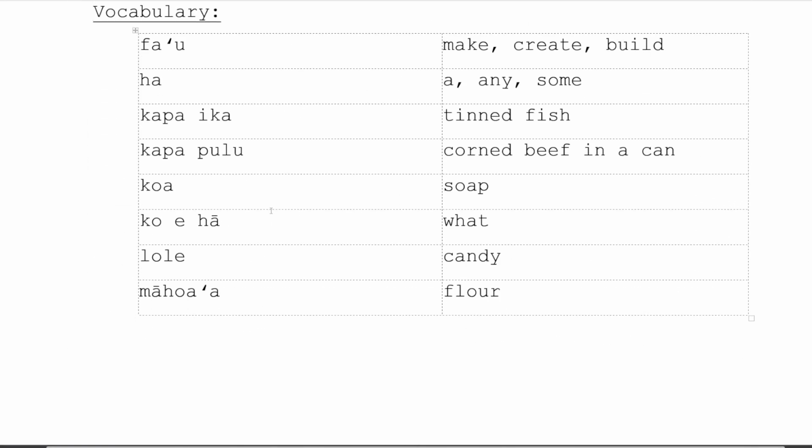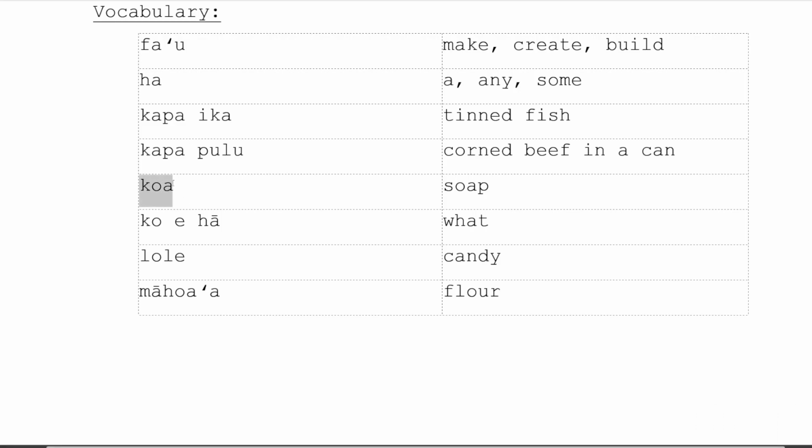Before we begin, we're going to look at the vocabulary for this chapter. We have fa'u, which means to make, create, or build. We have ha, which we just saw, which means any, some. It's the indefinite article. We have kapaika, canned fish, usually mackerel, usually in tomato sauce. We have kapapulu, which means corned beef, specifically corned beef that you buy in a can. This kapa is sort of used before different meats like ika, which is fish, pulu, which is beef, to mean canned versions of that thing.